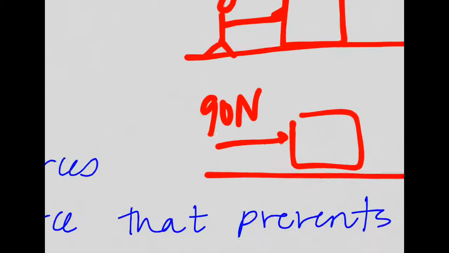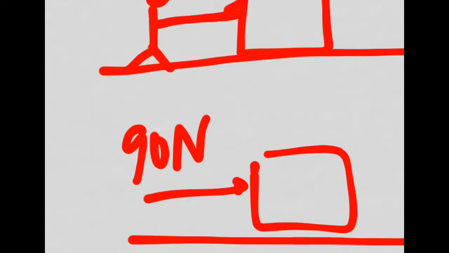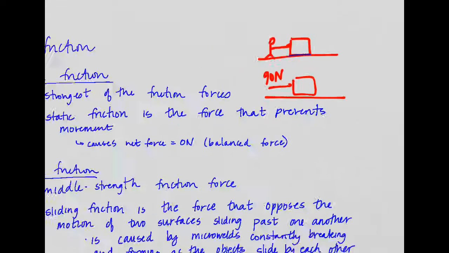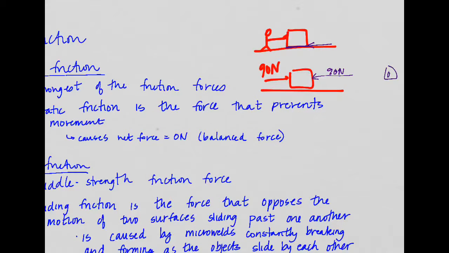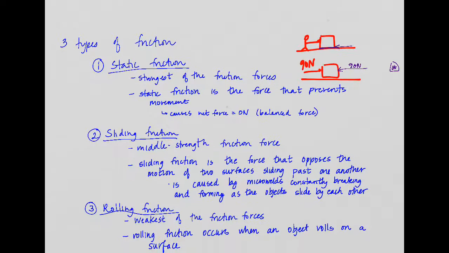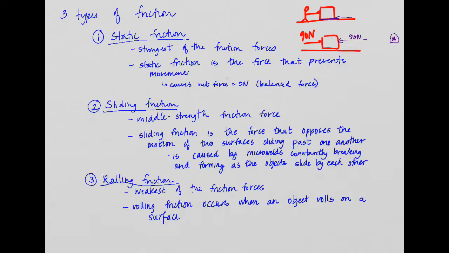If we zoomed way in right here, it would be those bumps between the surface of the box and the surface of the ground pushing on each other, right? That static friction is pushing back on me. It's resisting the motion of the box. And in this situation, it would be 90 newtons because we have to have a net force equal to 0 newtons, right? So the static friction in this example is equal to the amount of force that I'm exerting on the box. It causes there to be no motion of the box. The box has no motion.